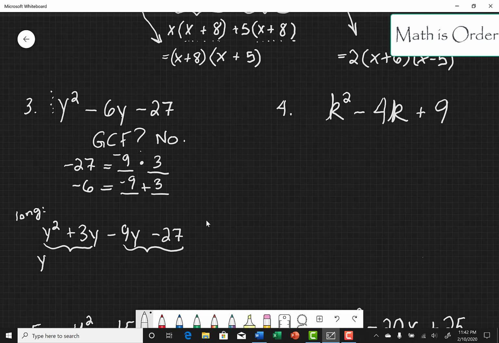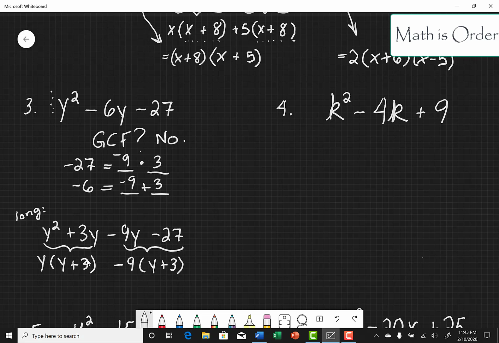Y can come out, leaving us a y plus 3. What can come out of this second group? A negative 9, leaving us a y plus 3. And if you're not really sure that that's true, go ahead and multiply it back. So negative 9y is negative 9y. Negative 9 times positive 3 is negative 27. So we know we factored this part correctly.